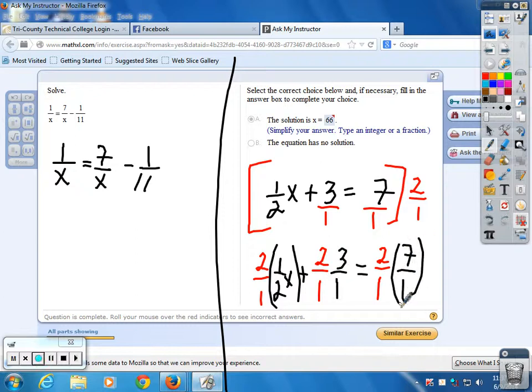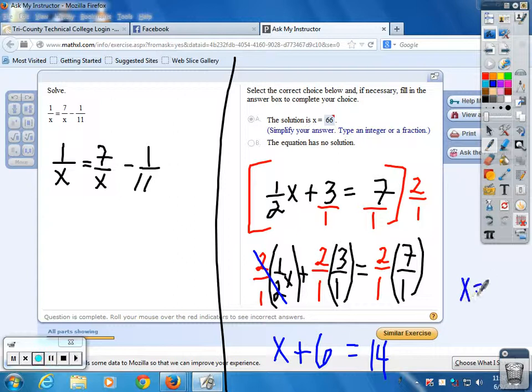And what happens to the 2's? They cancel, and it leaves you with a nice what? 2 times 3 equals, and x is equal to 8. Same thing you're going to do over here.